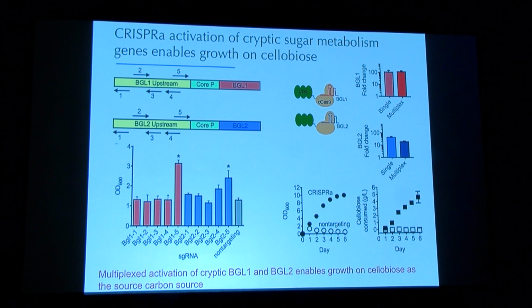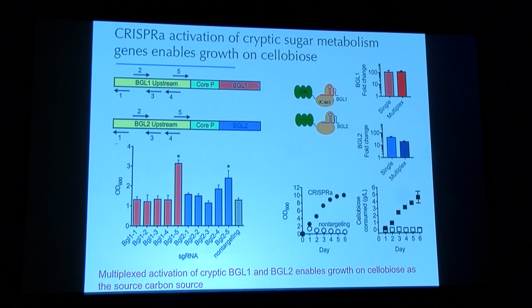In both of those cases, if we combine them into a multiplex system and target them both at once, we see dramatic upregulation of those genes, about 100-fold over the native for BLG1, both in the single and multiplex case, and a little less than that for BLG2, which is the intracellular one. And sure enough, we can now grow on cellobiose. With the non-targeting control we get almost no growth, and over a few days we can get pretty strong growth on cellobiose as the sole carbon source.